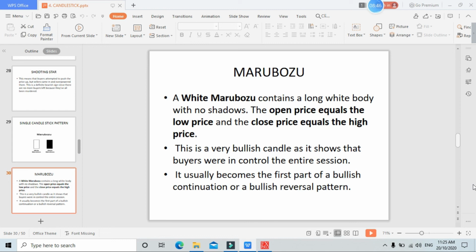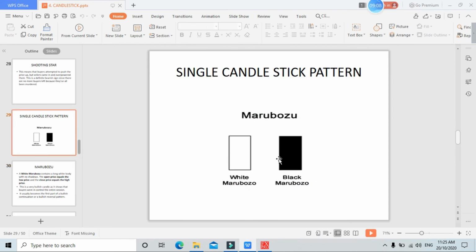If you see the Marubozu appear in your chart, this is a very bullish candle as it shows that the buyers were in control the entire session. So it usually becomes the first part of a bullish continuation or bullish reversal pattern. This means that buyers are in control when you see the white Marubozu. And when you see the black Marubozu, the sellers are in control.